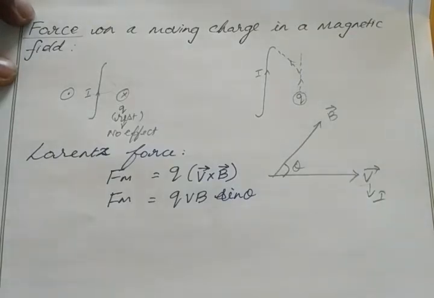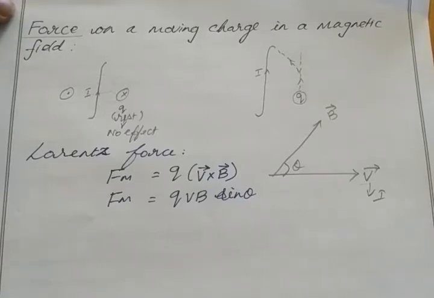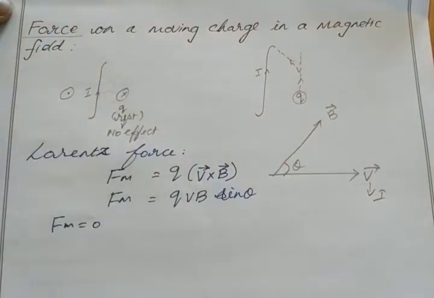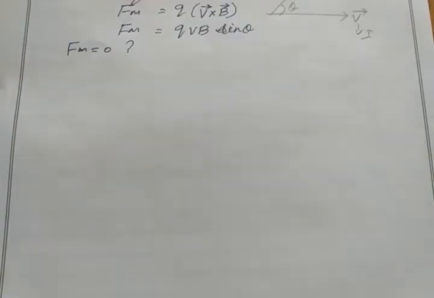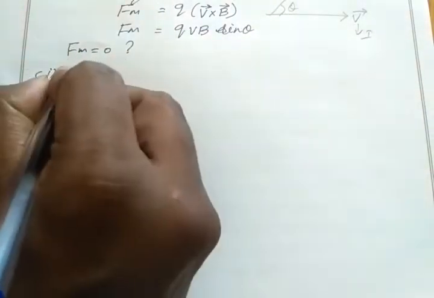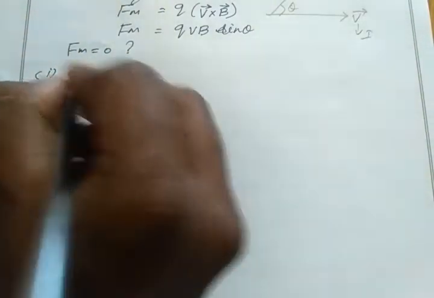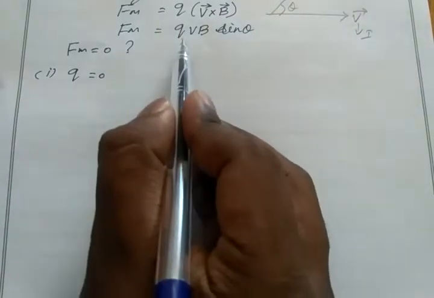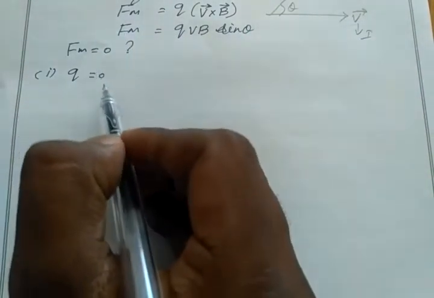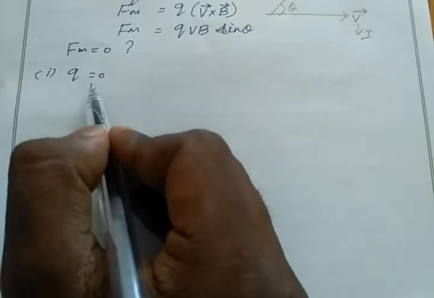Okay. So there are certain cases where our magnetic force will become zero. What are those cases? Our magnetic force will become zero under which conditions? The first condition is our Q will be 0. If our Q is 0, then the total value will become 0. Our magnetic force will become 0. So when will Q be equal to 0?